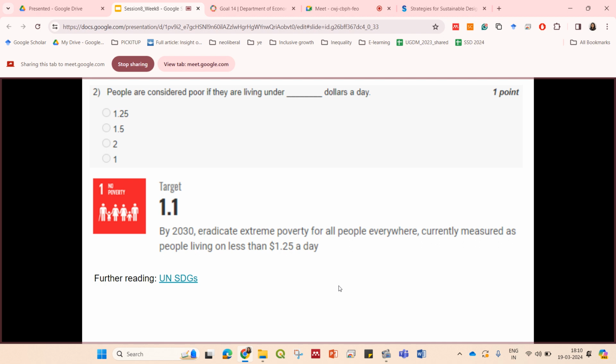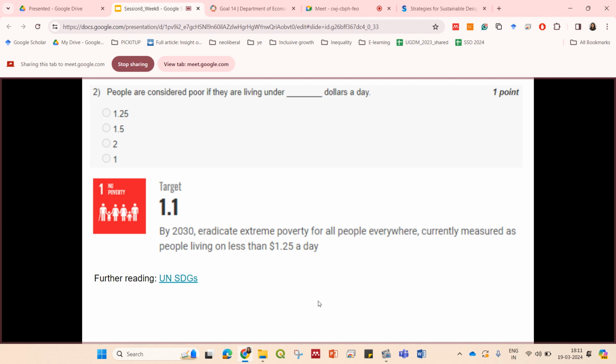How they define extreme poverty is that they are currently measuring it as people who are living on less than $1.25 a day. That is how they are quantifying extreme poverty for achievement of this particular target in SDG 1. So again, this question is related to this same metric, which distinguishes between someone who is poor and someone who is not. Any person who is surviving under $1.25 a day is considered poor, or to be living in extreme poverty.